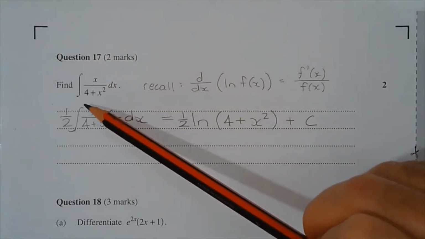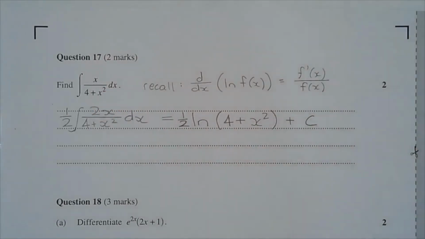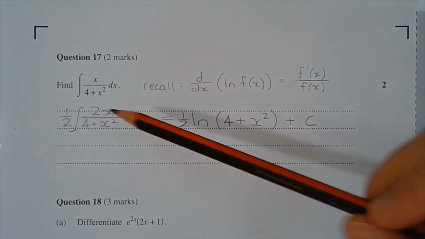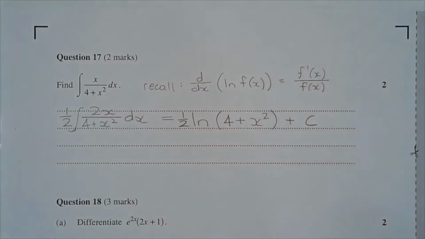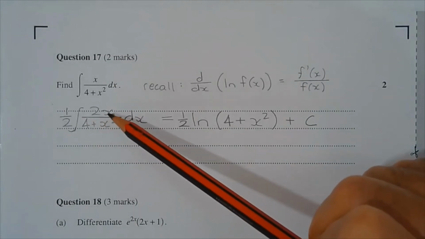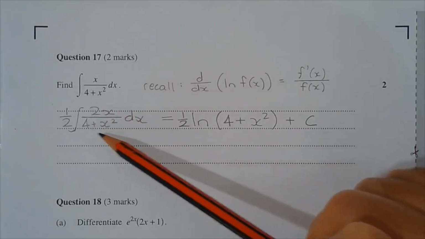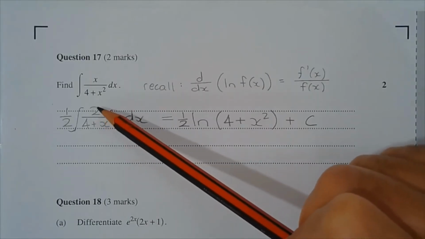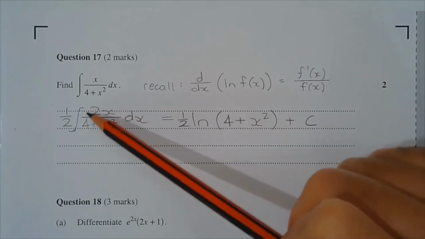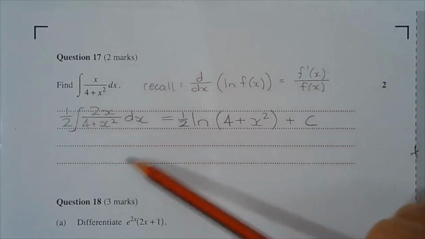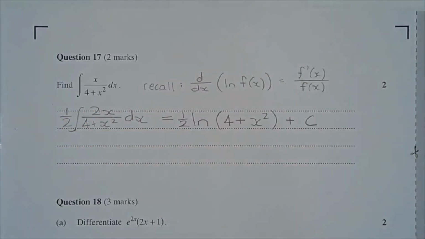The first derivative of 4 plus x squared with respect to x is 2x. So we'd like a 2x to appear in the numerator. However, we just have x there, so it's half of what we want. So we're going to multiply the numerator by 2. Now we have the first derivative of the denominator appearing in the numerator, but we need to compensate for this multiplication by 2 by multiplying the entire integral by half.